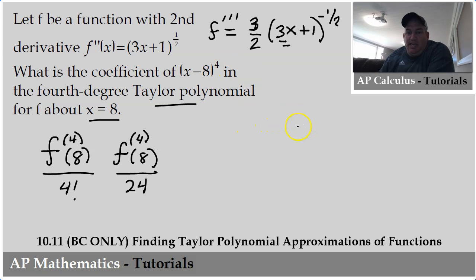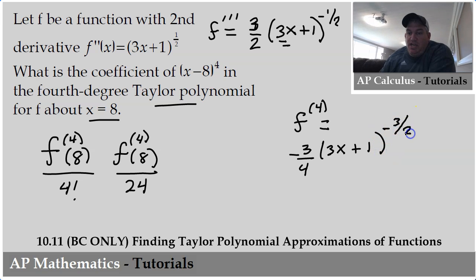Now, we're going to take the next derivative, our fourth derivative, and once we've done that, we're going to stick our 8 in. So for my fourth derivative, I'm going to bring down my negative 1/2, and I'm going to get negative 3/4 times 3x plus 1. Subtract 1 again from the power, this time I get negative 3/2. And again, chain rule says multiply by 3. So now this becomes a negative 9. So I have negative 9/4, 3x plus 1 to the negative 3/2 as my fourth derivative.